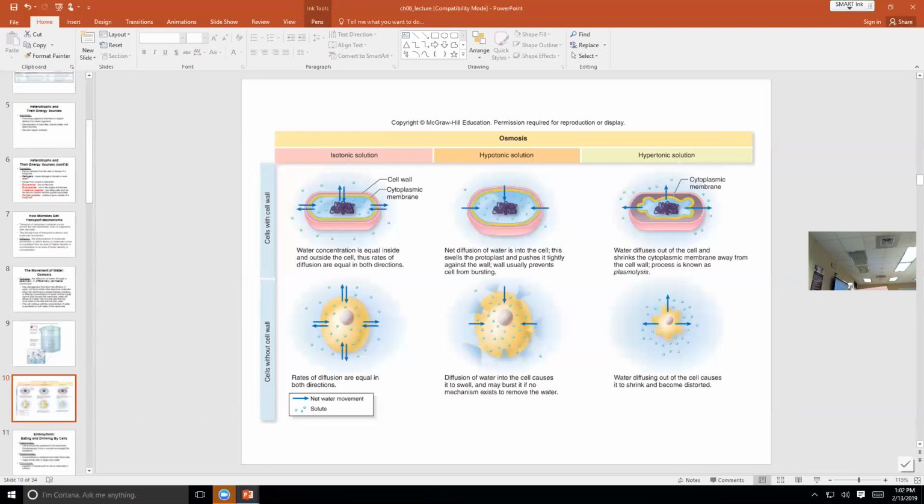And if a solution is hypotonic, what does that mean? It means it's less solutes, more water, and you put a cell in it, and there's more water outside the cell than inside the cell, what's the water going to do? Move into the cell, and the cell is going to do what? It could expand, and it could burst. And a cell that bursts is called lysing, right? That's lysing of a cell.